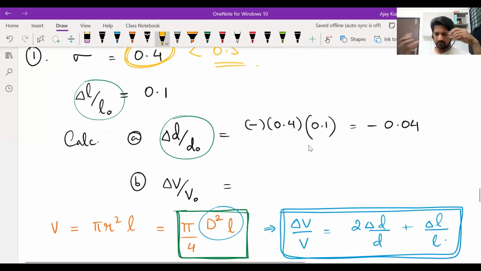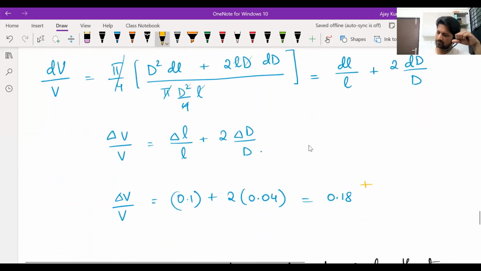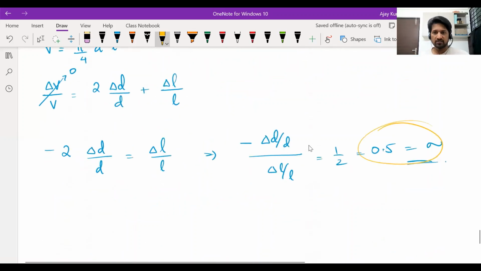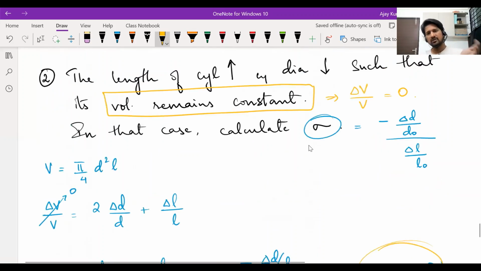And see what happened. We stretched the object, and we see that the relative change in volume is positive. So when Poisson ratio is less than 0.5 and you stretch an object, its overall volume increases. If Poisson ratio is exactly 0.5 and you stretch an object, its volume does not change. Its length will increase and diameter will decrease in such a way that the volume remains constant. Fine. Now you can try another problem. You can take Poisson ratio more than 0.5. Take some 0.6, 0.7 and then check. You will see that its volume actually decreases.